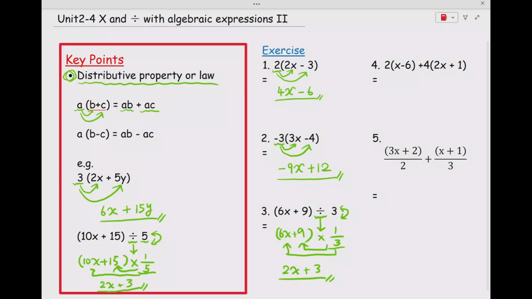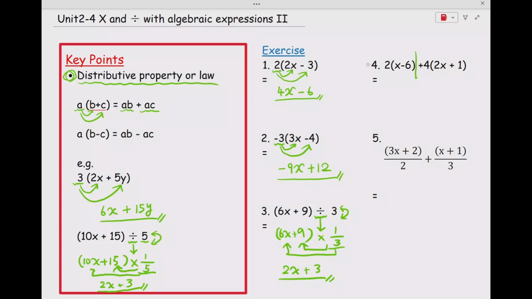Question number 4. 2(x - 6) plus 4(2x + 1). This is a slightly longer question, but the essence is the same. First, let's separate the expression by drawing a line like this before the plus sign. Then you can see that it is just two familiar pieces connected by the plus sign. Then, after calculating each of them, add them together to get the answer. How's that? It's easy, isn't it?